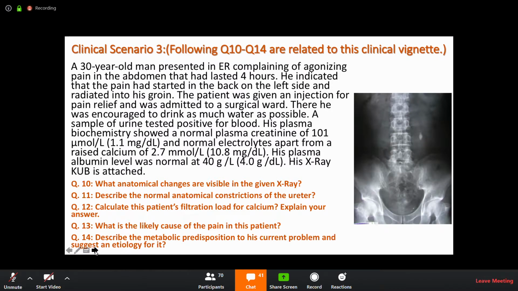Now, coming to question number 11. Is there any concern for question number 10? Anything which is not clear? I don't see anything visible on the group chat, so I'm going to question number 11. The question says, describe the normal anatomical constrictions of the ureter.